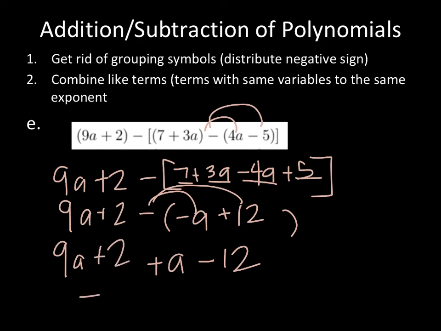Combining like terms one last time, I have 10a, negative 2, or 2 minus 12 is going to be minus 10.